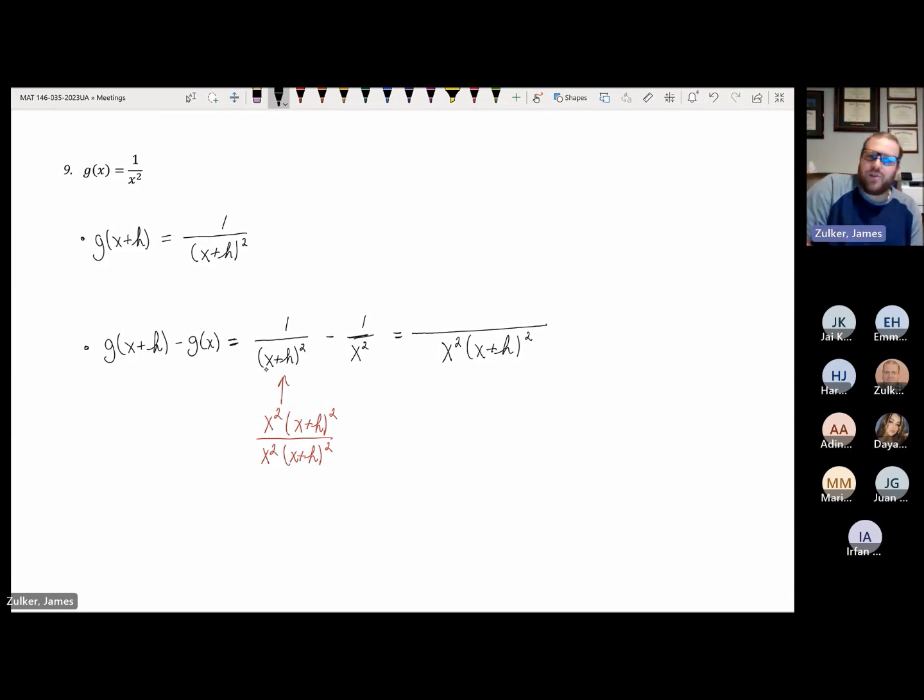What's really going on is we just take a look here at this first term and we go, okay, what term is missing from the common denominator? It's the x squared, right? So we're multiplying the numerator by x squared. And you play the same game with the second fraction. We are missing an x plus h squared from that denominator, right? So we're going to multiply the numerator, the -1, by an x plus h squared.